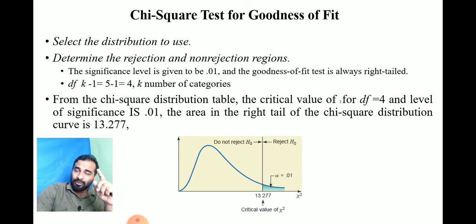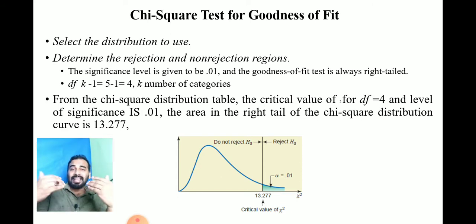Then the next thing, we have to determine the rejection and non-rejection region. For that, what do we need? We need degrees of freedom. Degrees of freedom is nothing but k minus 1. K means the total number of categories. So k minus 1 will be equal to 4. The degrees of freedom is equal to 4.